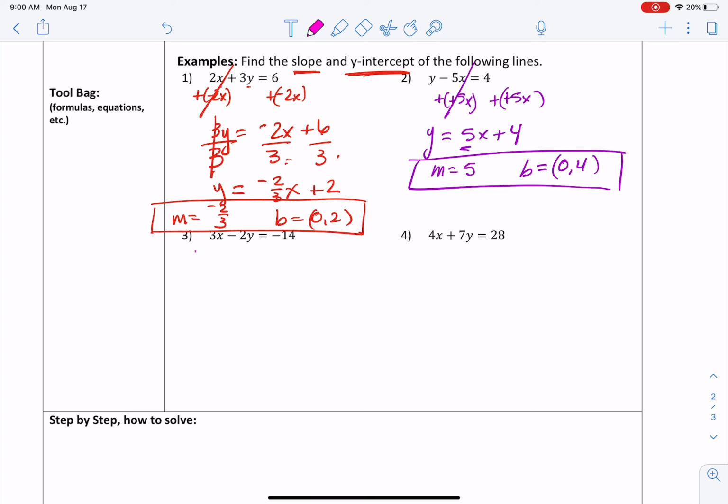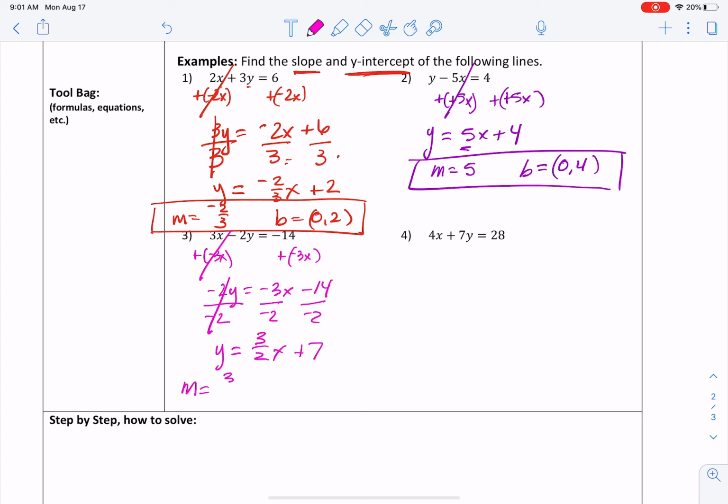So let's start here. We add the opposite, so that I get negative 2y equals negative 3x minus 14. We divide by the coefficient of y, so that becomes 1. And I get y equals, 2 negatives make a positive, 3 over 2x plus 7. So that I get my slope is 3 over 2, and my b is the point 0, 7.